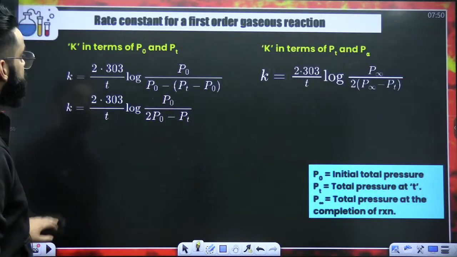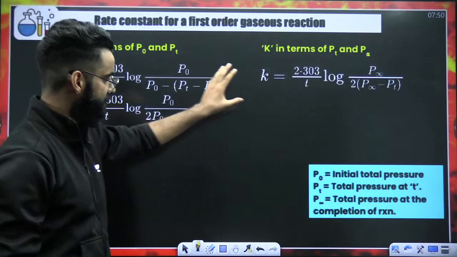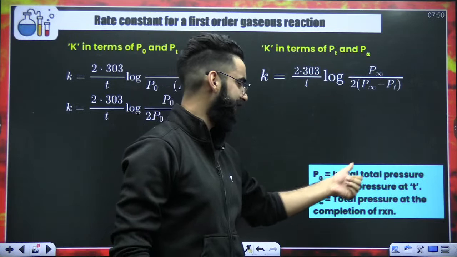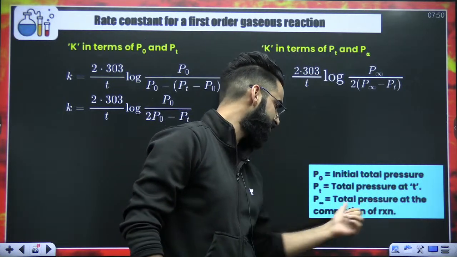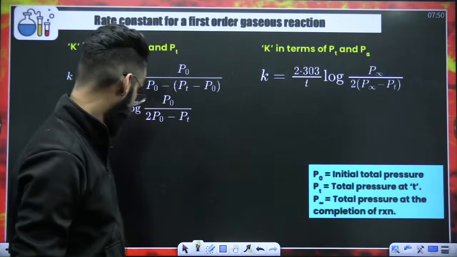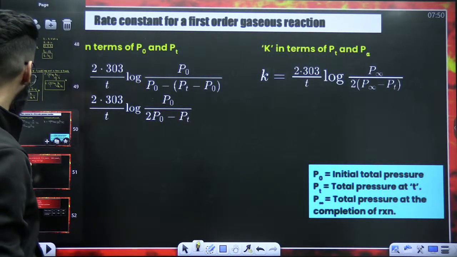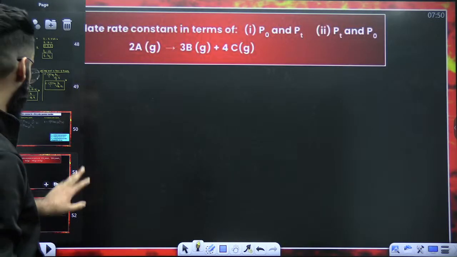So basically, this was your expression which we got. What was P naught? P naught was the initial total pressure. PT is the total pressure at time T. P infinite is the total pressure at the completion of the reaction. Okay, let me see one more example so that you'll understand it properly.